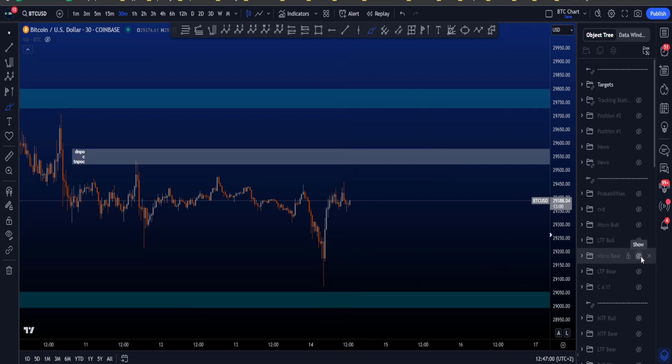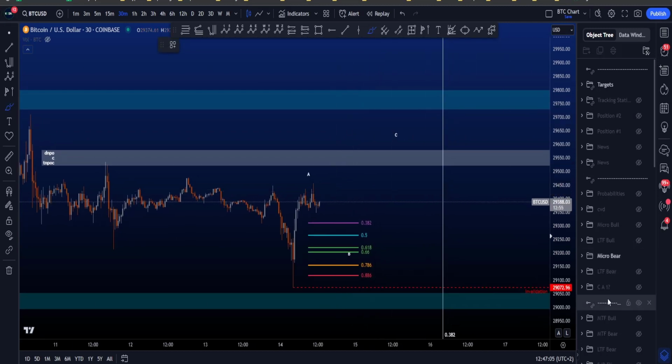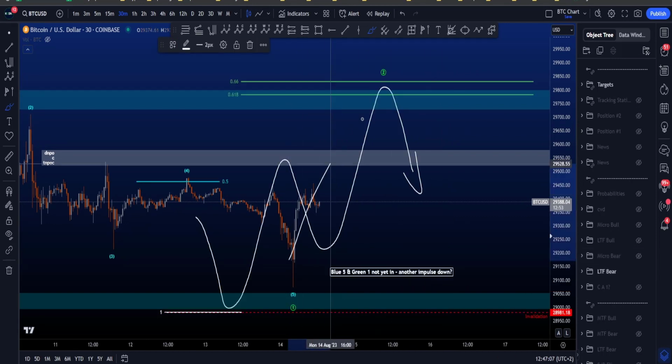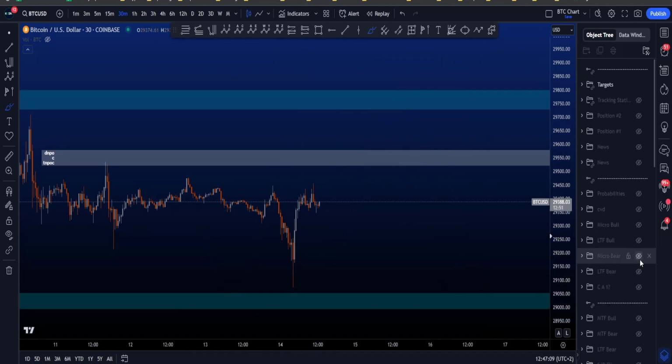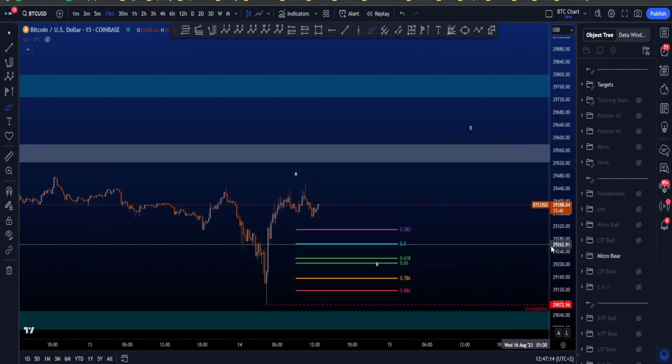If we look at the micro bearish scenario, then we are looking for upside, but eventually more downside, because it matches the low time frame bearish scenario, right? That's why it's called the micro bearish scenario. But in this particular scenario, we are then still looking for a move to the upside.